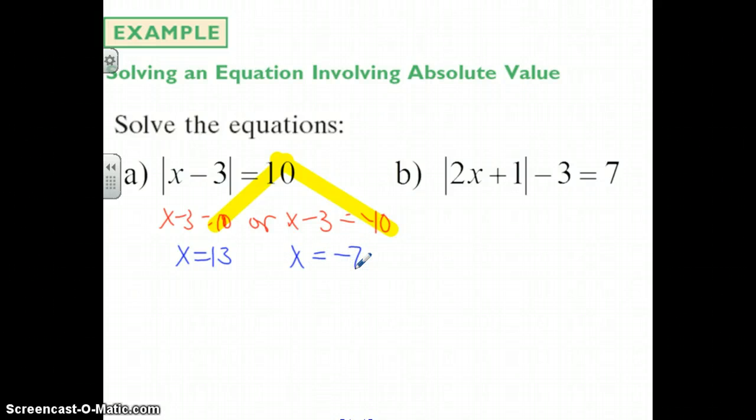Over here, we want to isolate the radical first. Well, it's not a radical. Isolate the absolute value first. If I was dealing with radicals, I'd do the same thing. So it's the same rule: try to get that by itself first.